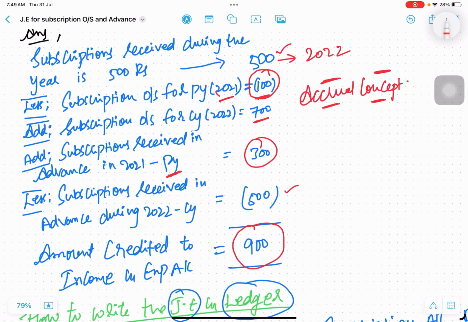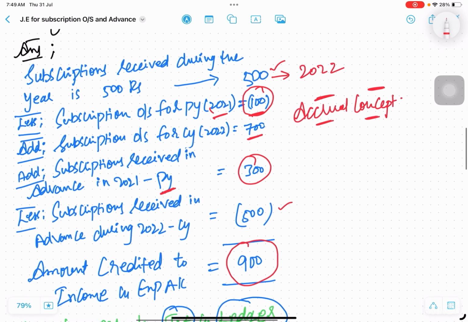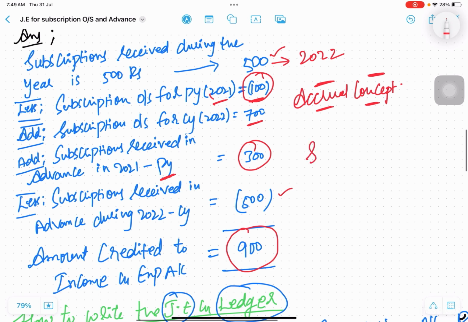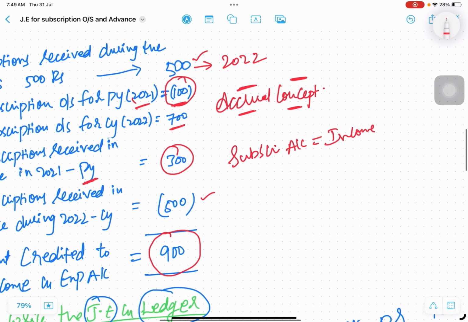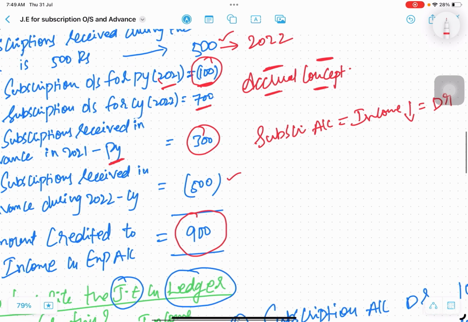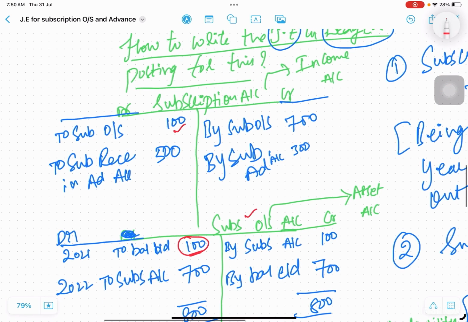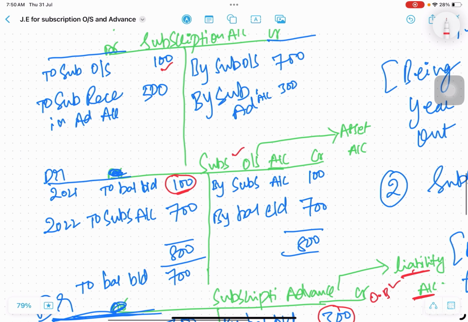it is reducing the subscription account. Look at this, less, you have done less, so it is reducing the subscription account. Subscription account is the income account. Reducing the income means what? Debit. Yes. Now see, that's why in the subscription account that 100 rupees you have debited. When the subscription account is having a debit, then what about the subscription outstanding account? You have credited. Understood? Yes.